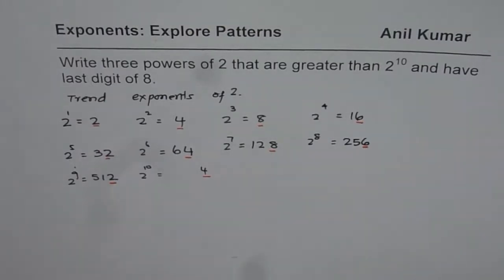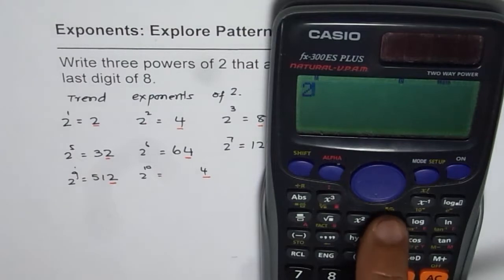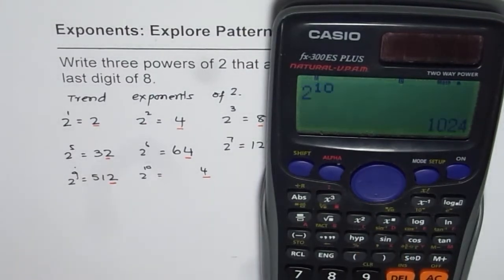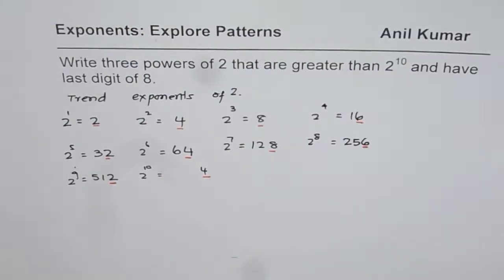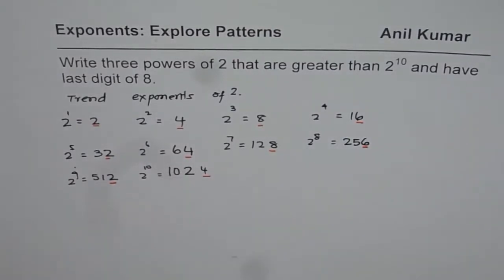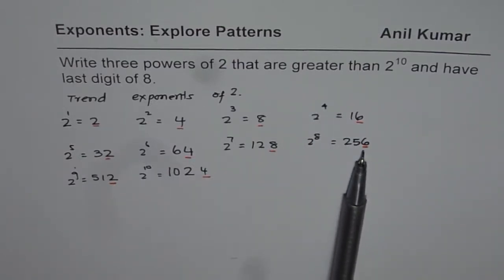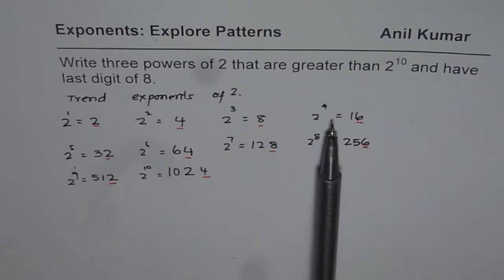So if you use a calculator, 1024 is probably the answer. We say 2 to the power of 10 equals 1024. Okay, let's write down 1024. But the last digit is 4. So I could get the last digit by using this trend. Do you see that? So all multiples of 4 will give me 6, right? Multiples of 4 are giving me 6.